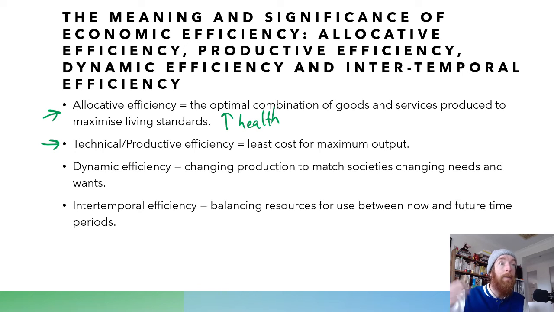Dynamic efficiency is changing production to match society's changing needs and wants. I always talk about mask production with this last year when mask wearing became law. To be dynamically efficient, a lot of textile building companies moved their production from making clothing to making masks. There was a lot of demand for them. Inter-temporal efficiency is all about balancing resources between now and future use. So like using solar panels so we have more non-renewable resources available for the future.